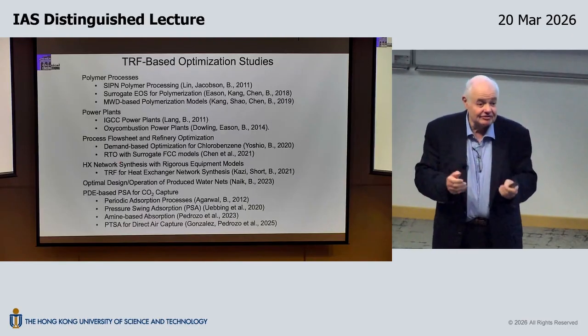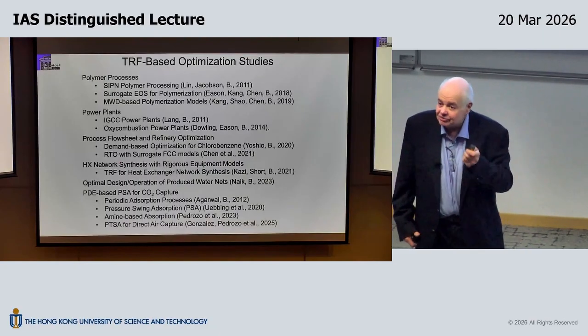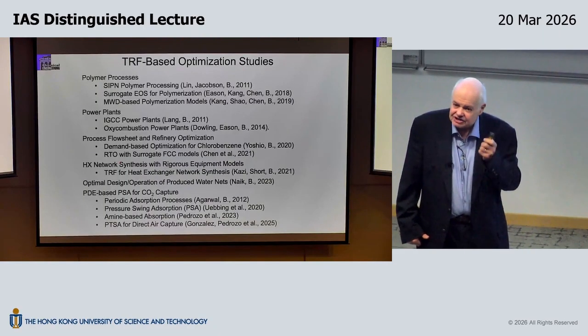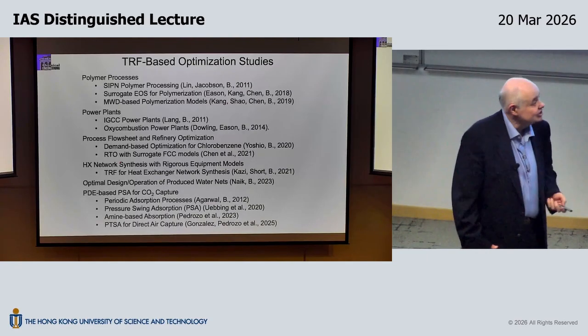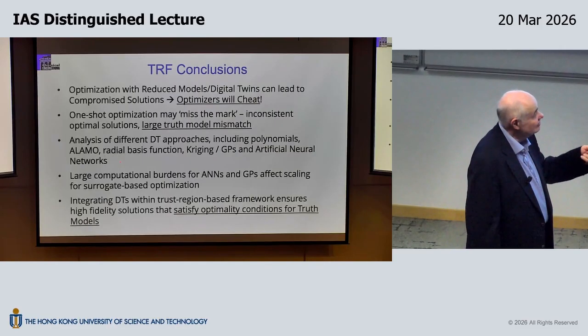It's great if you have a very detailed truth model. We know how to handle that. But what if you don't have that? Can I still do better on my optimization? So basically, these are the conclusions that we have over here.